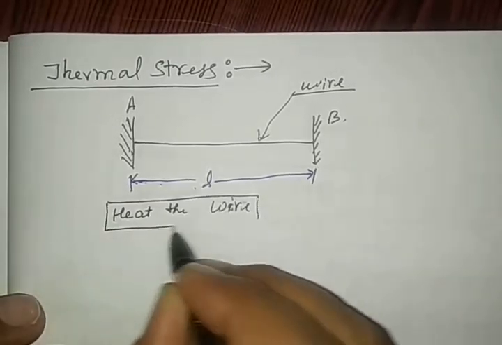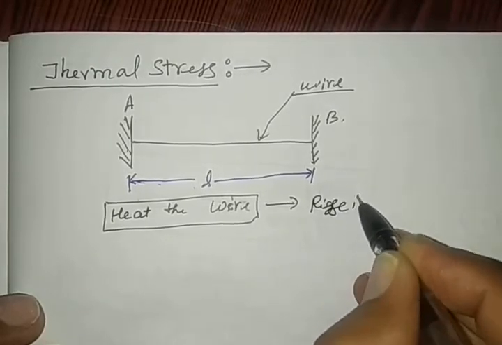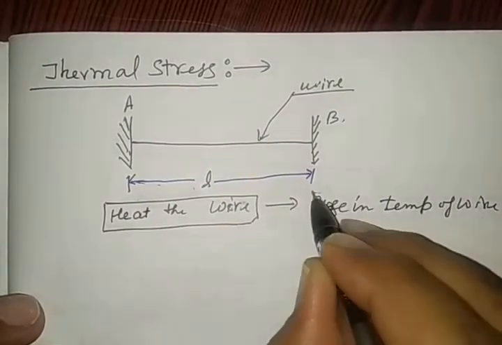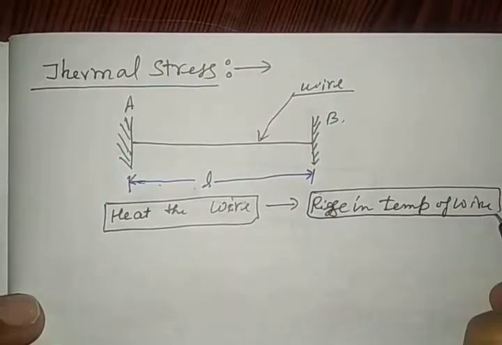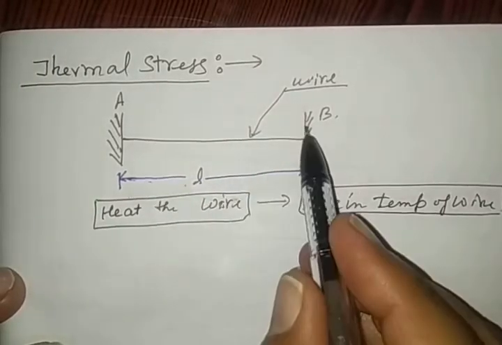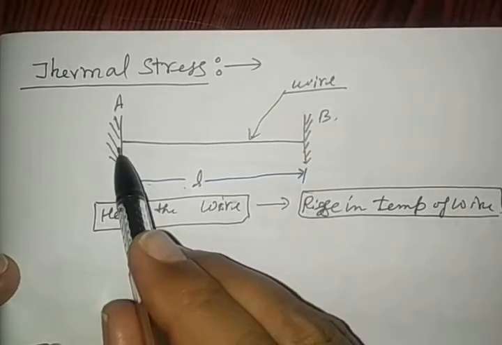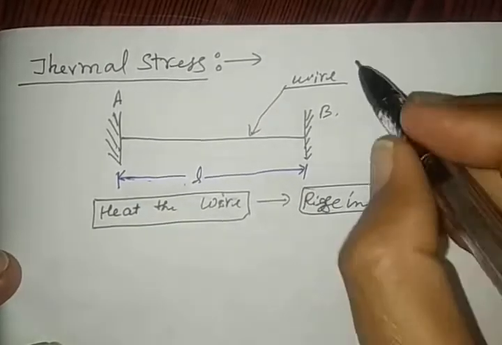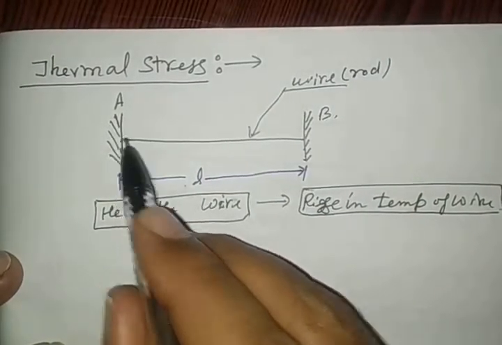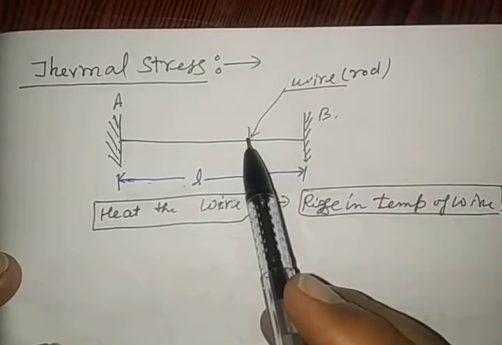Due to heating the wire, there is a rise in temperature of the wire, right? So in that condition, the temperature rises when we heat up the wire, and the wire is rigidly fixed. This rod is rigidly fixed, so we may write wire or rod, right? Rigidly fixed at the ends. In that condition, it does not allow it to expand.